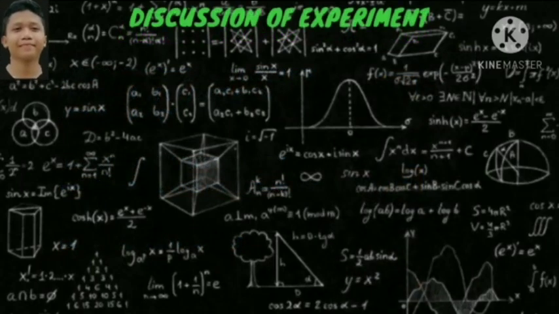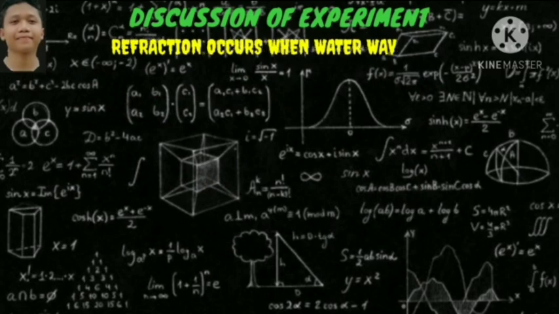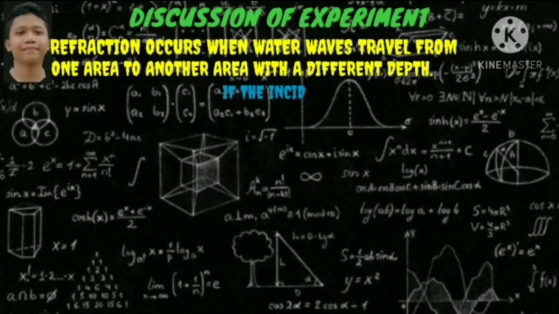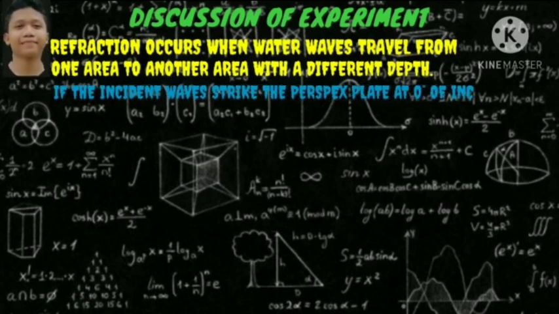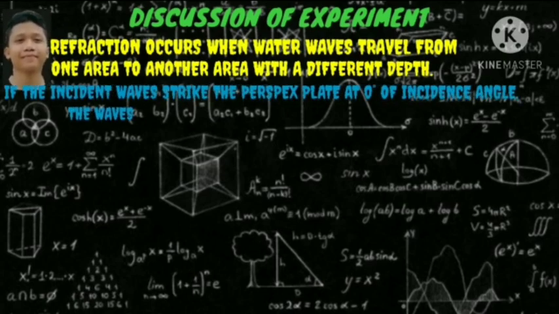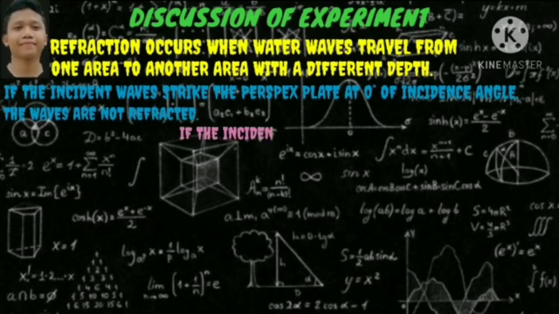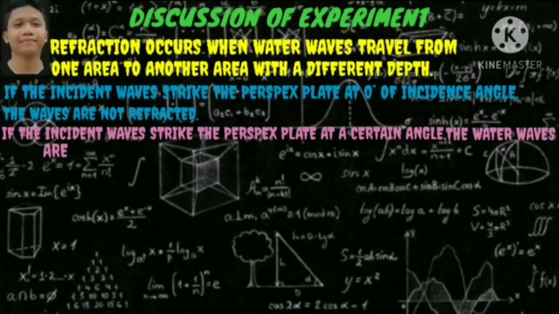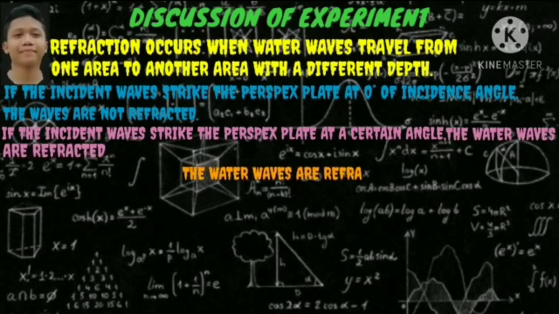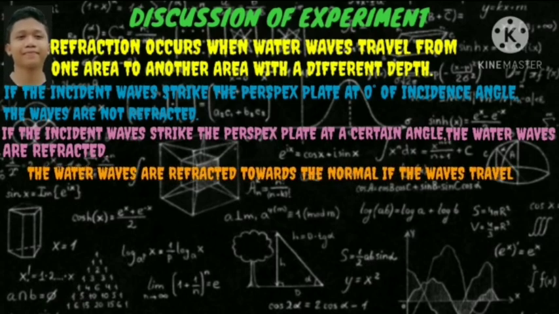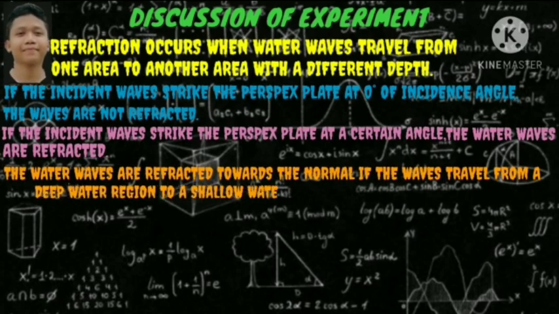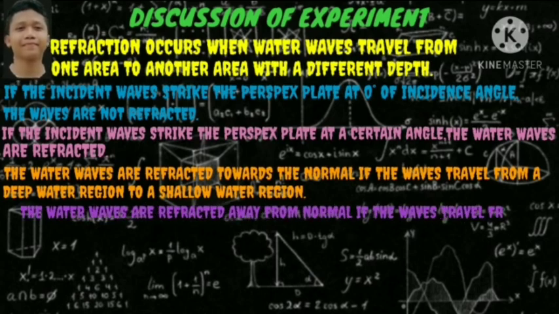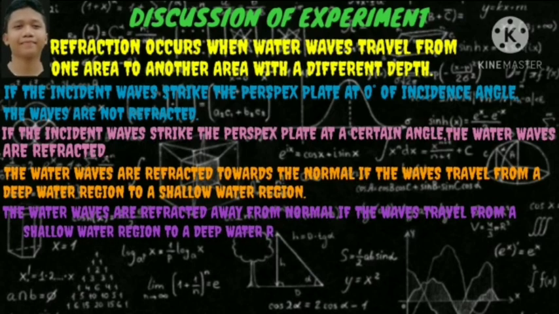Discussion of experiment. Refraction occurs when water waves travel from one area to another area with a different depth. If the incident wave strikes the perspex plate at 0 degree of incidence angle, the waves are not refracted. If the incident wave strikes the perspex plate at a certain angle, the water waves are refracted. The water waves are refracted towards the normal if the wave travels from a deep water region to shallow water region. The water waves are refracted away from normal if the wave travels from a shallow water region to deep water region.